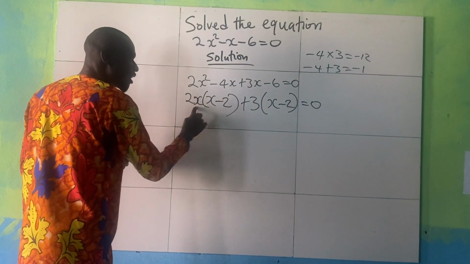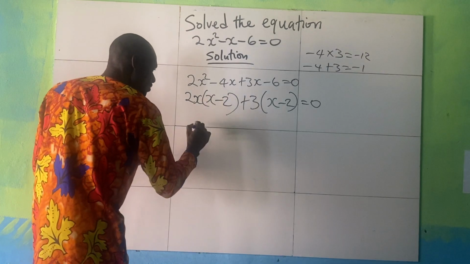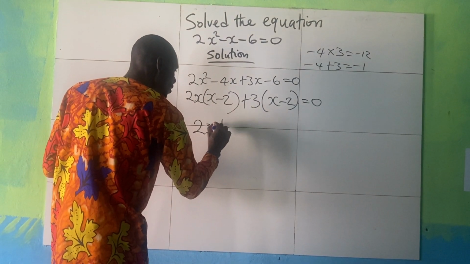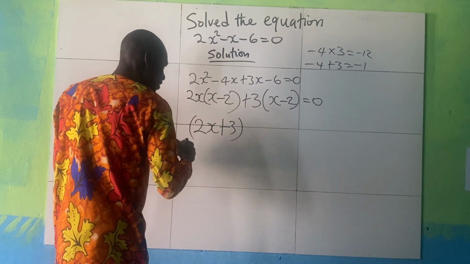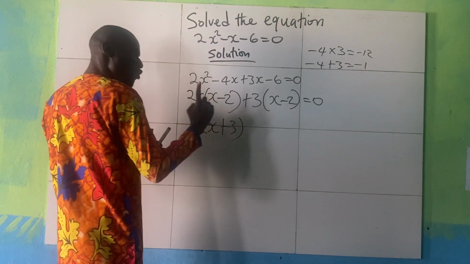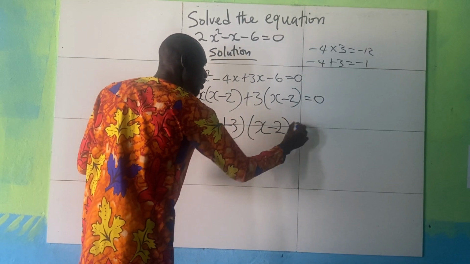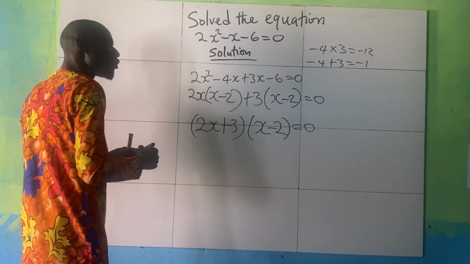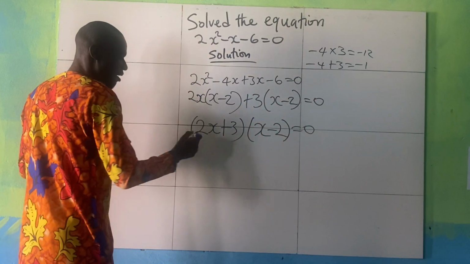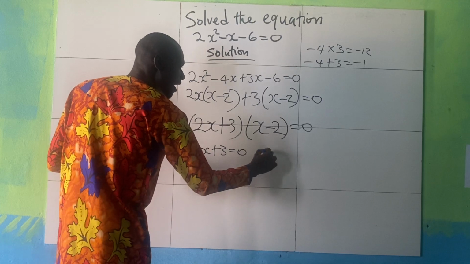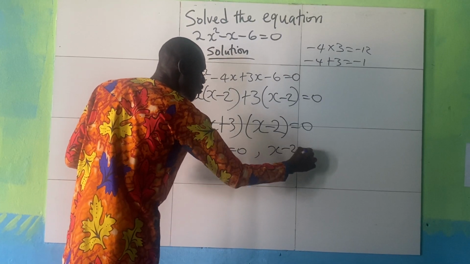So now we are going to take these two numbers. We are going to take 2x plus 3 in bracket. These two, they are the same, so we take one of it. x minus 2 equal to 0. So now we are going to equate each of the brackets. So we have 2x plus 3 equal to 0, and we have x minus 2 equal to 0.